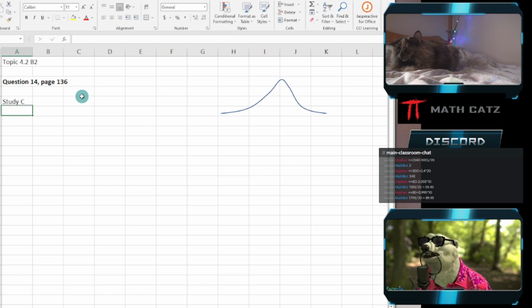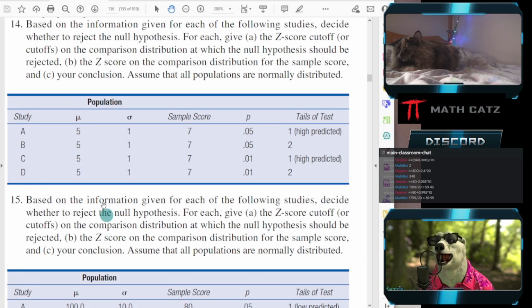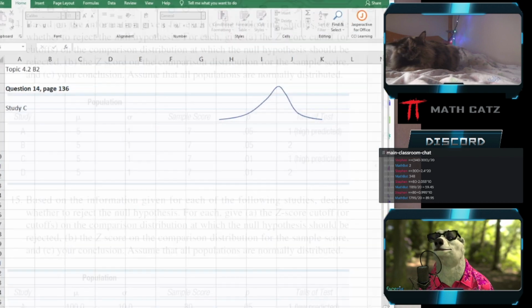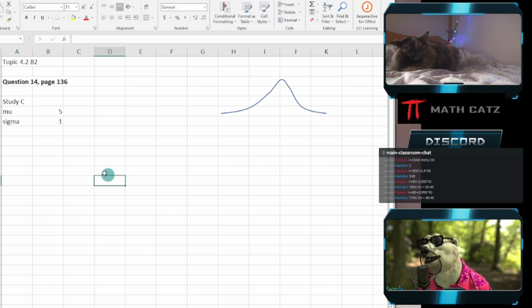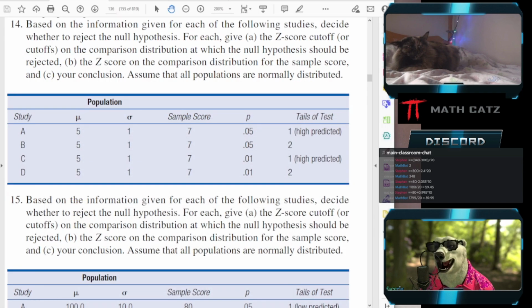C, where we have a mean of 5 and a standard deviation of 1. So let's put that in here. Mean, I'm going to call it mu, 5 and sigma 1. These are input cells. My habit is to color them yellow so I can spot them nice and quickly.